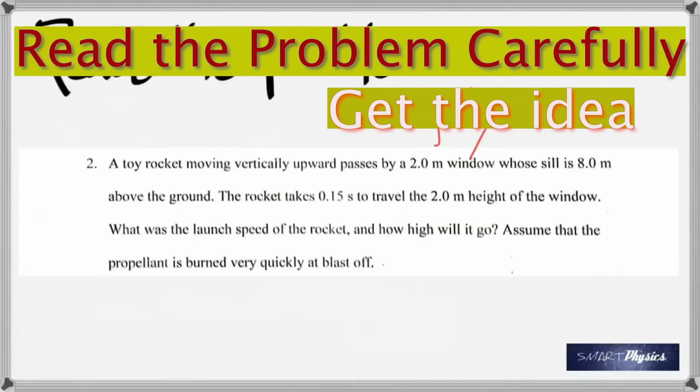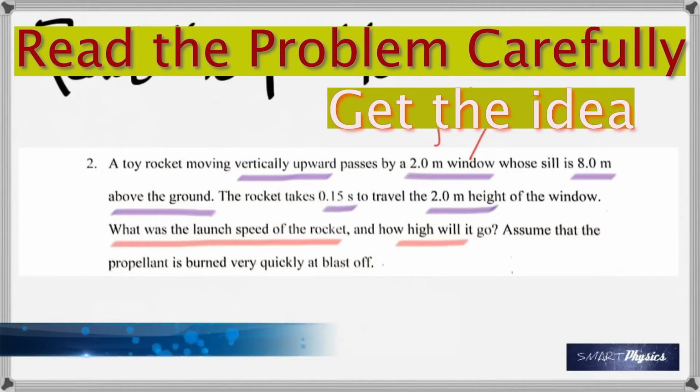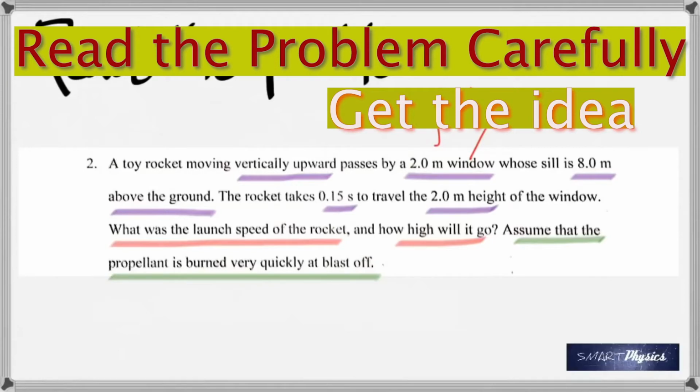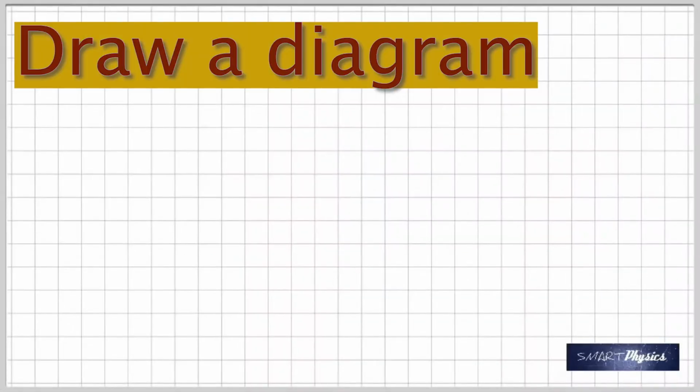Now if you look at the important points in this question, you would find that it's moving vertically up. That's very important. The height of the window is 2 meters, but the bottom of the window is 8 meters above the ground. The rocket takes 0.15 seconds just to travel the 2-meter part of the window, and you have to find the launch speed and how high it will go. So those are the two questions that you have to find: with what speed it blasted off and how high it will go. Obviously it's going to go much higher than the top of the window. And then there is an assumption that the propellant just burned off quickly, in a millisecond or in a tiny bit.